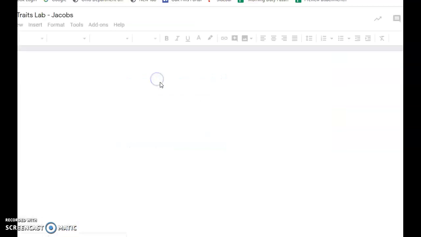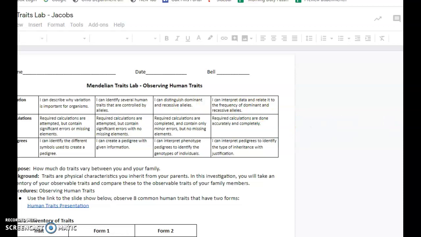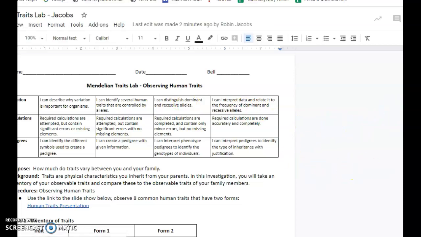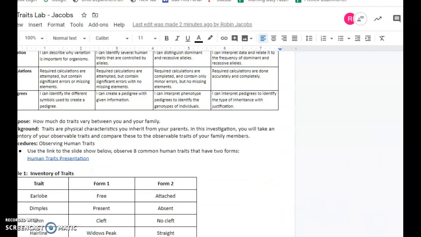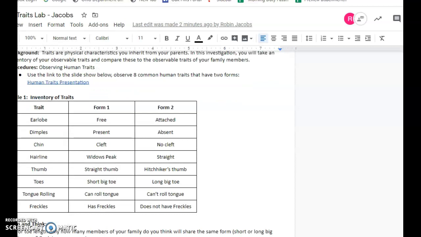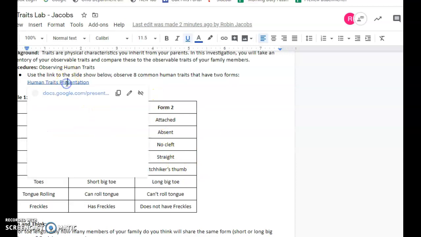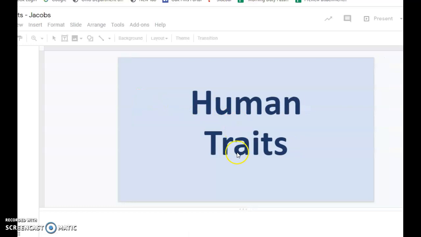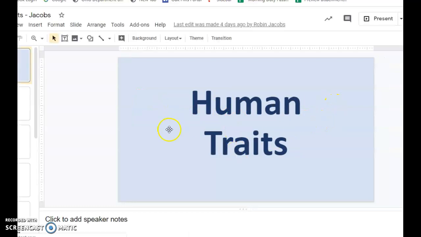So you're just going to click on this site here, and you're going to have to scroll down, and basically you need to do an inventory of human Mendelian traits. So if we look at the human trait presentation here, in case you don't know, this little presentation will just tell you what is what.